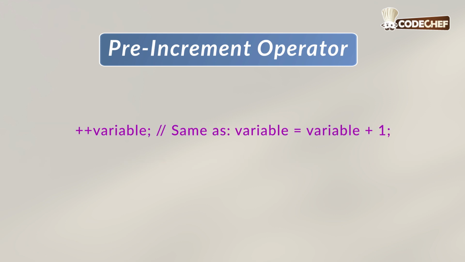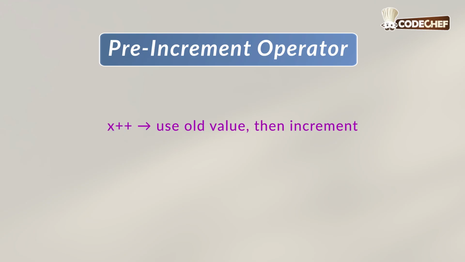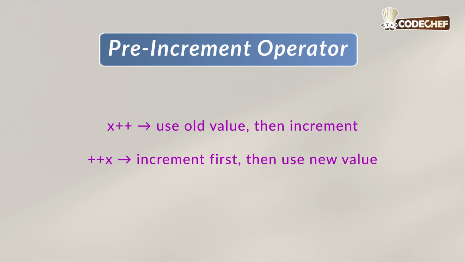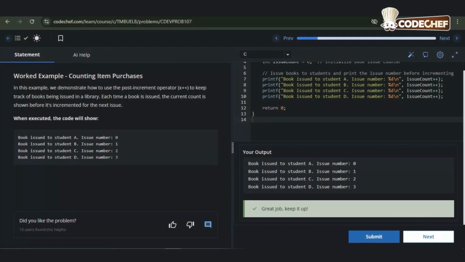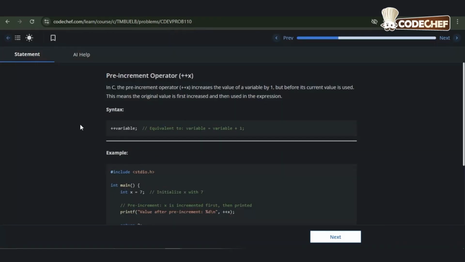The expression plus plus variable is the same as variable equals variable plus 1. The key difference from post increment is that x plus plus uses the old value, then increments, and plus plus x increments first, then uses the new value. Now let's see this with a clear example.